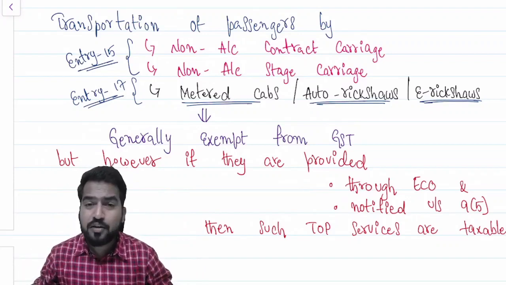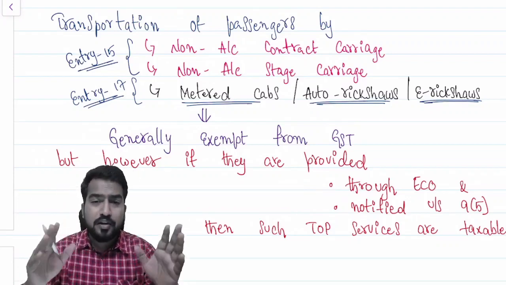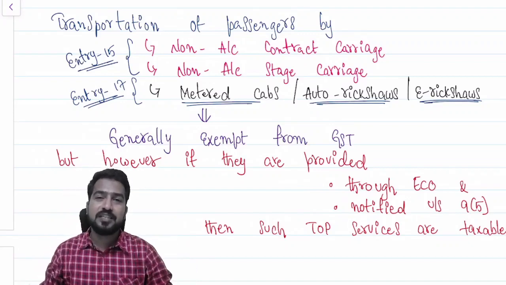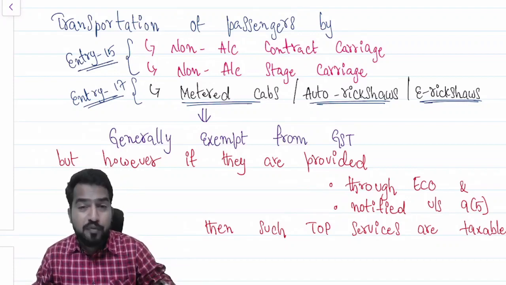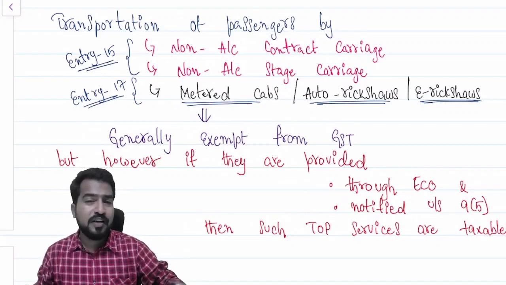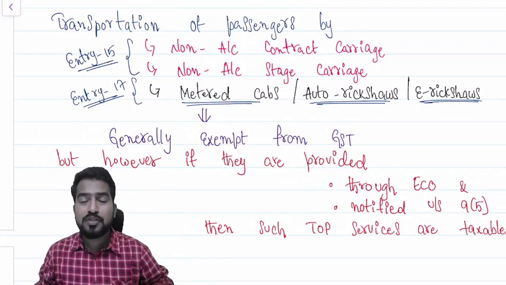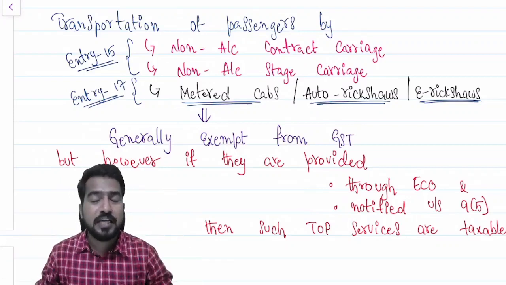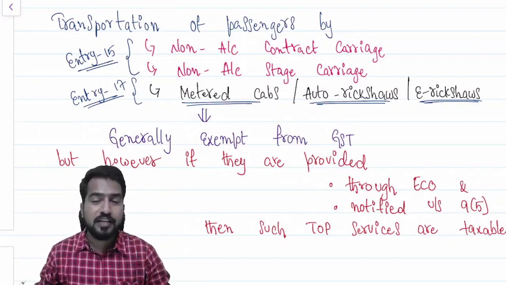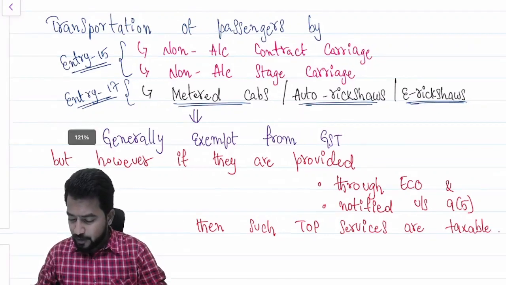So earlier, transporting passengers by non-AC contract carriage, non-AC stage carriage, metered cabs, auto rickshaws, e-rickshaws was exempt. But now what is the condition? Now the condition is, if you are supplying these services of transporting passengers through an e-commerce operator, then it is very much taxable, my dear friends. There is another amendment in the existing exemptions. So that is the entry number 15 and 17 amendments put together.